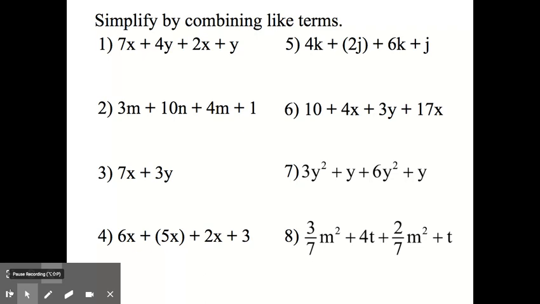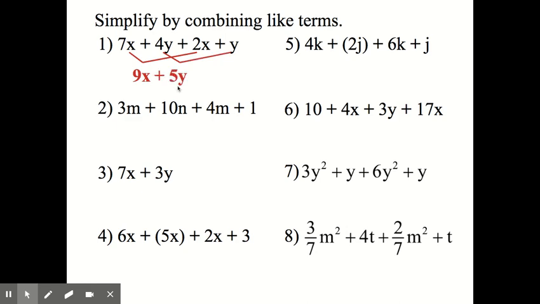So let's look at simplifying by combining like terms. We can simplify each of these to make smaller, more simplified expressions. So 7x plus 4y plus 2x plus y, we can combine the x's to get 9x. We can combine the 4y and the y to get 5y. And since it's all addition, you're still just going to add them together. We don't combine them because these are not like terms.